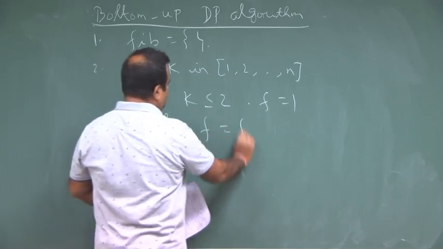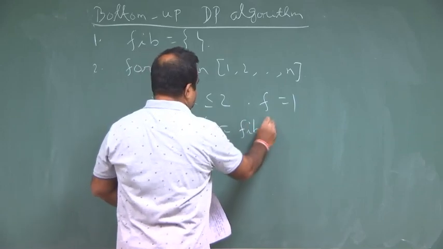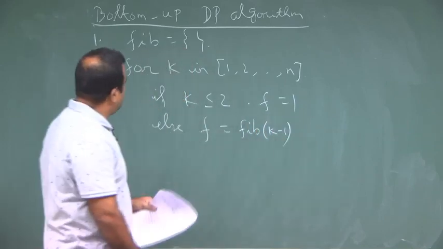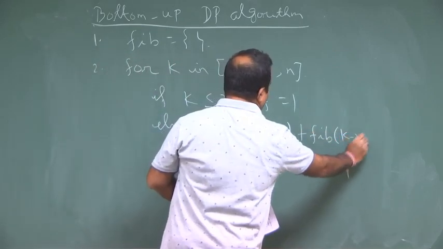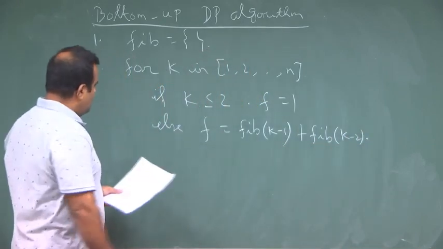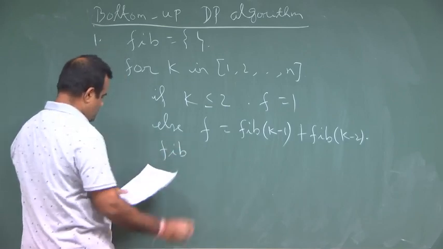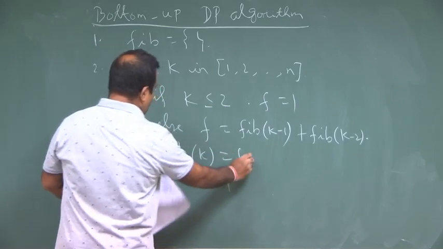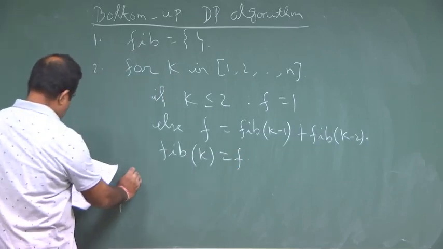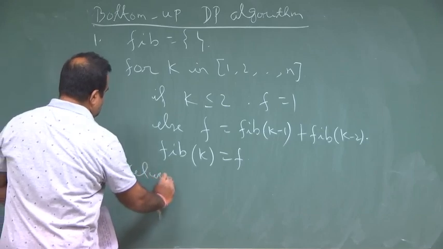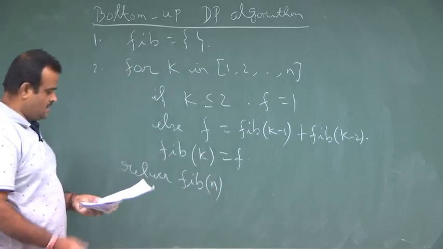f is fib of k minus 1 plus fib of k minus 2. And then fib of k is basically f, and we return fib of n.